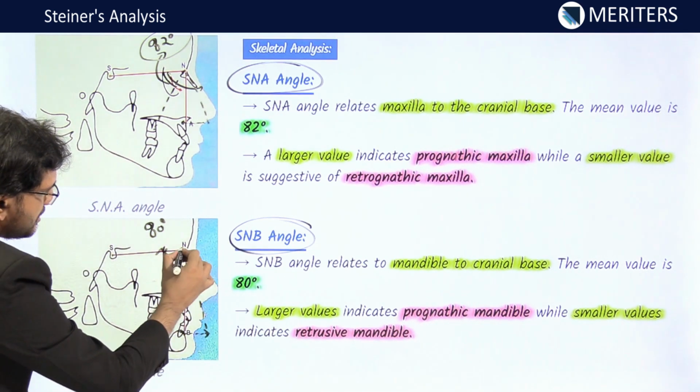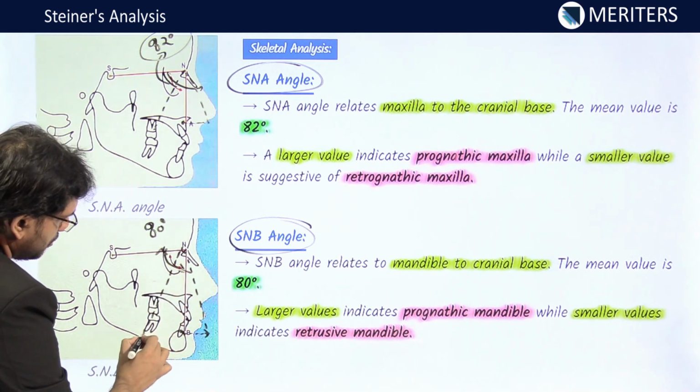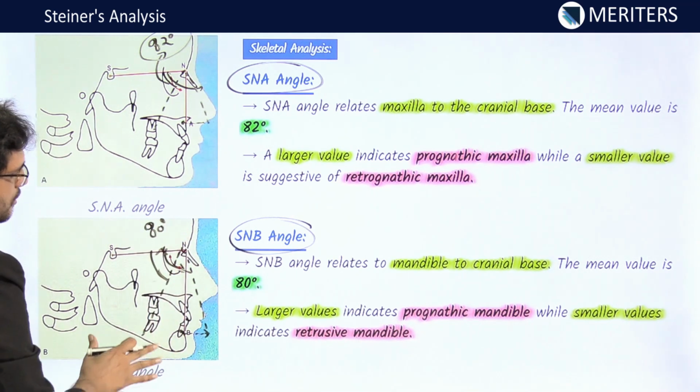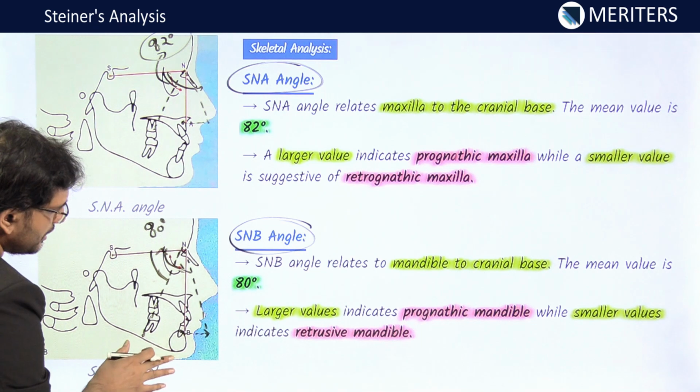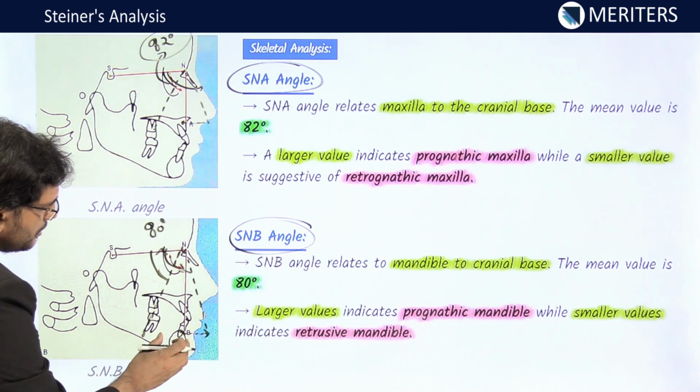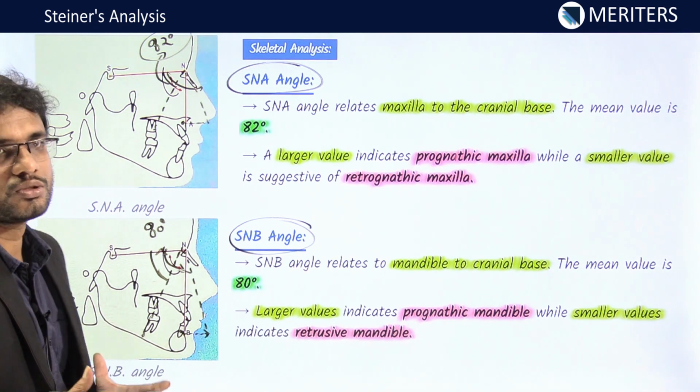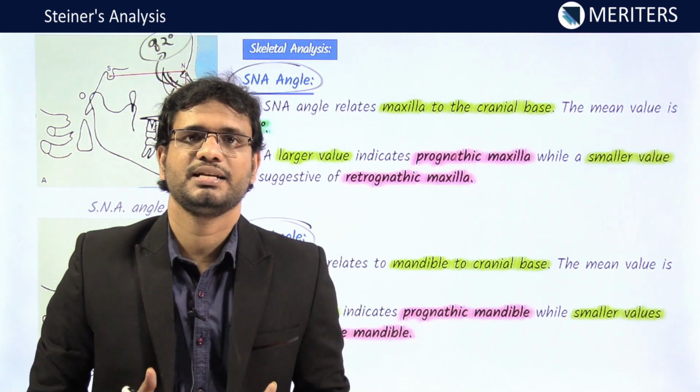Now if this angle is less than the normal angle value, then it simply means that the mandible is retrognathic. So this is the significance of SNA and SNB.